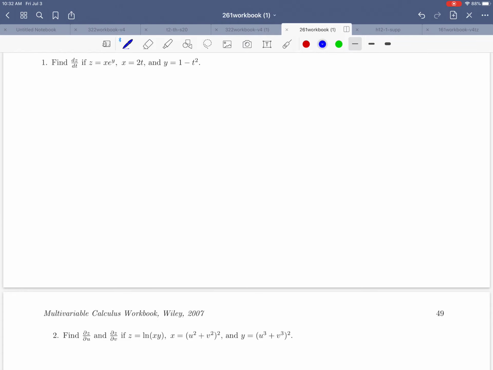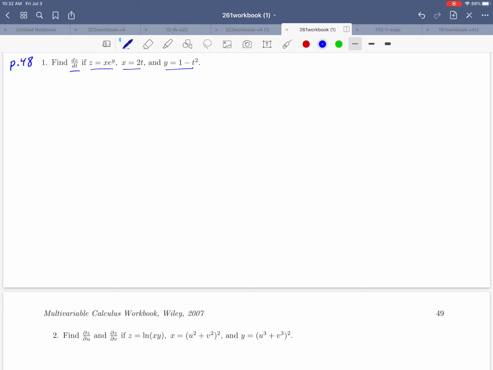Hello everybody, and welcome to exercise 1 on page 48 of the workbook. This is going to be our first example of actually using the chain rule to find a derivative using specific formulas. Taking a look at the problem itself, they'd like us to find dz/dt, the rate of change of z with respect to t, given that z is equal to x e to the y, and x and y are functions of t given as follows.